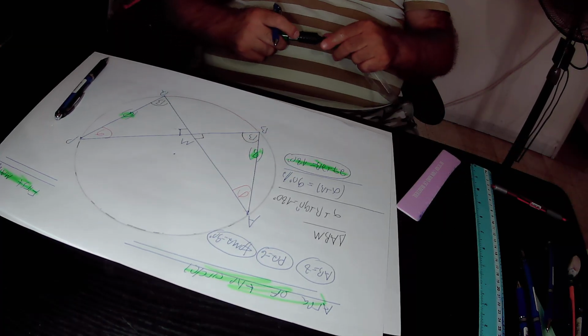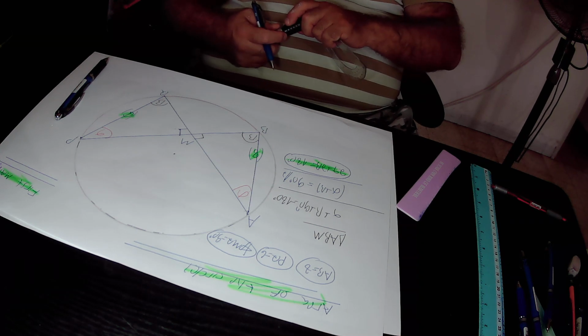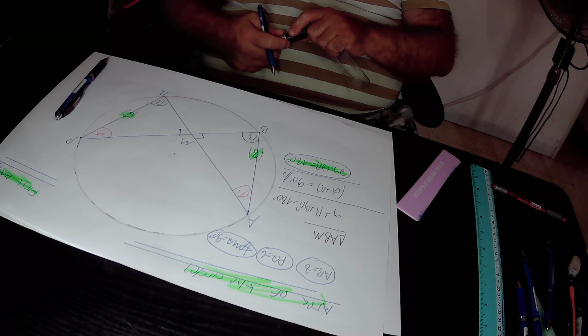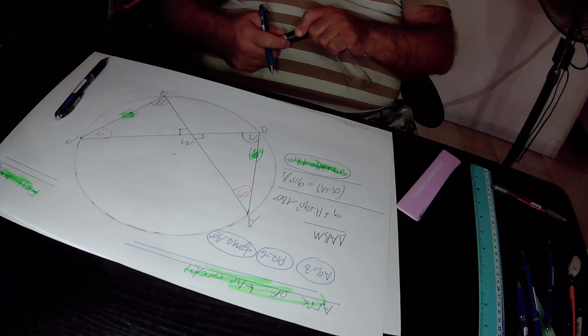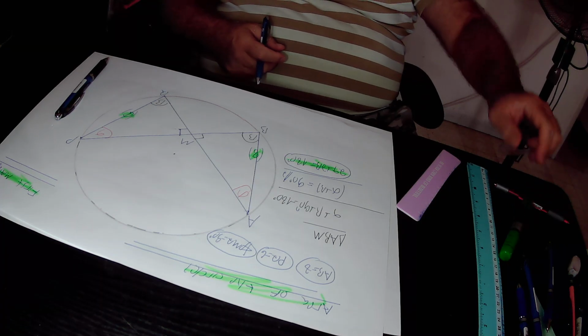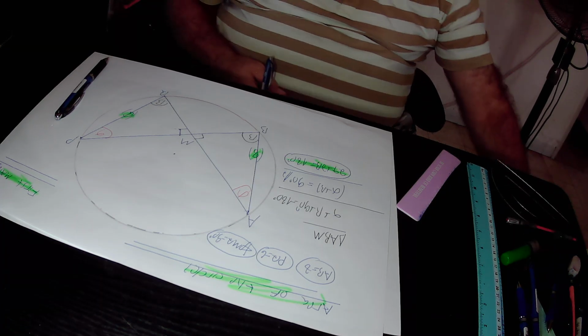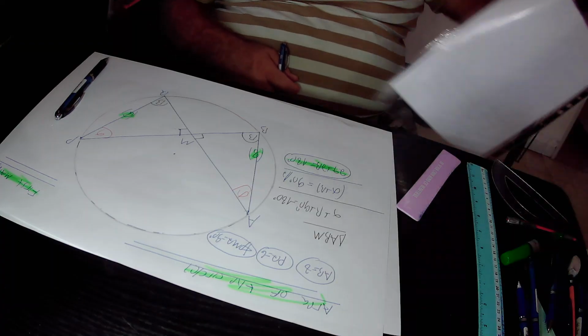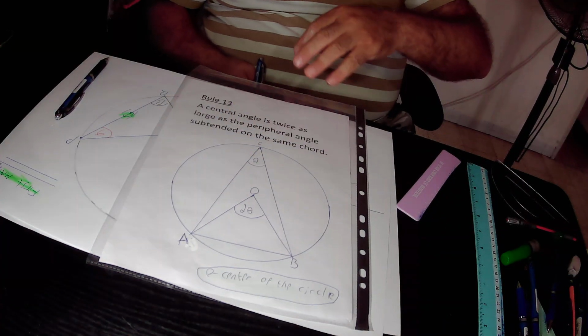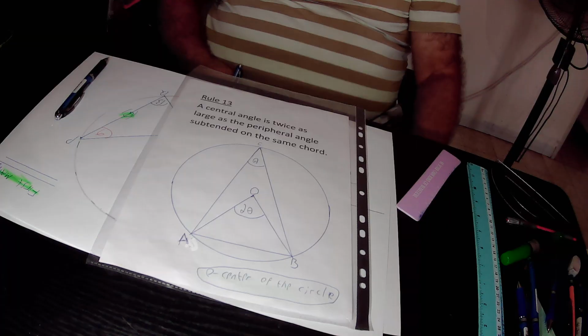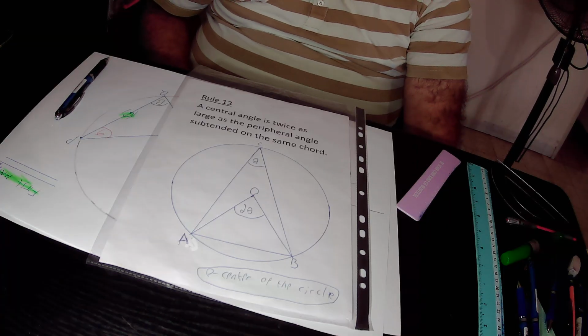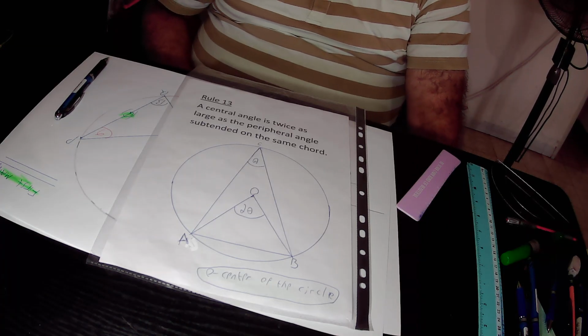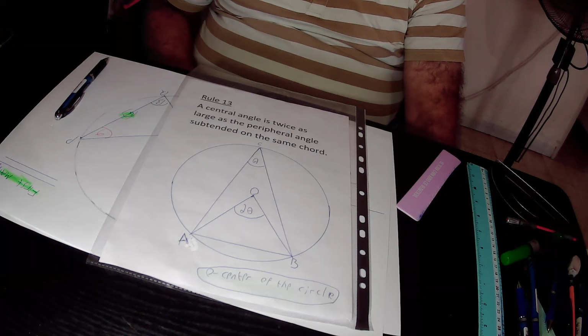In the next step, I'll present to you rule 13, and we'll implement rule 13 in our drawing. According to rule 13, a central angle is twice as large as the peripheral angle subtended on the same chord.